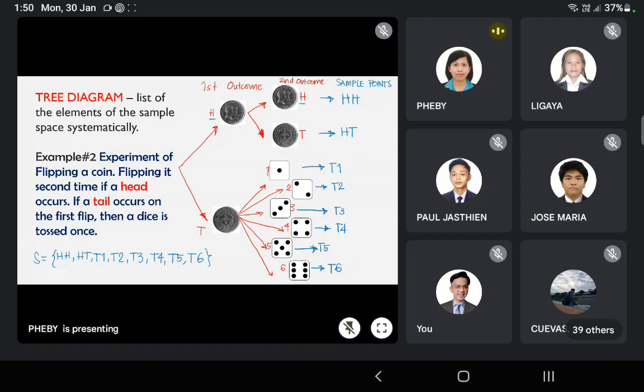Okay? Clear ba? Yes po. Yes po, ma'am. Kaya ayoko sa bahay, naantok ako eh.